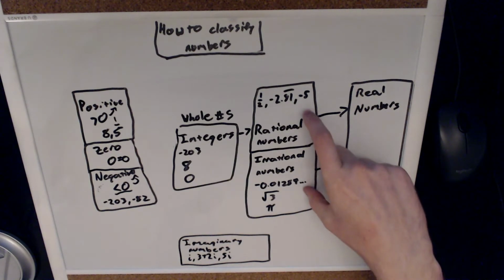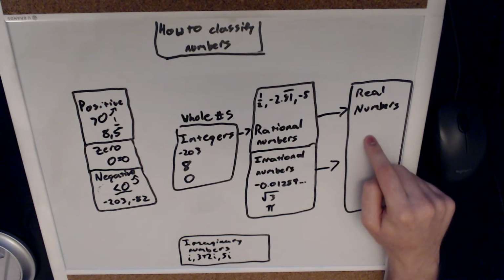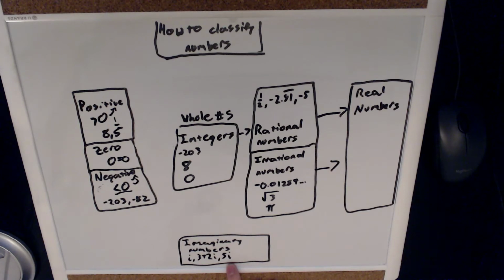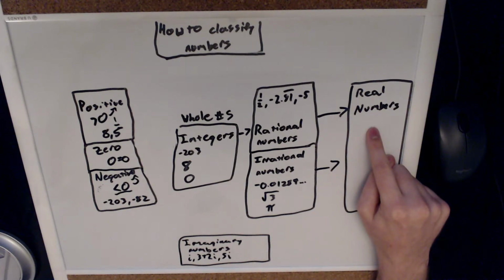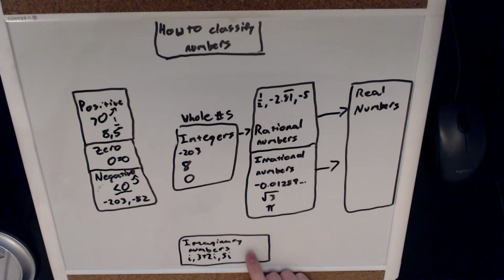But if we combine our rational and irrational numbers, we get real numbers. Any number that can be written down that doesn't require one of these guys is a real number. The reason that it's known as a real number is because it sits on the opposite side of the fence as imaginary numbers, which do need an i.